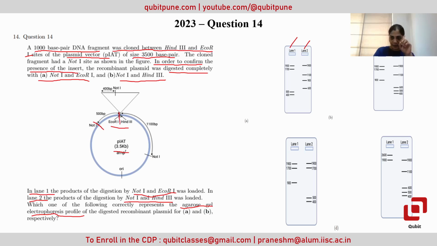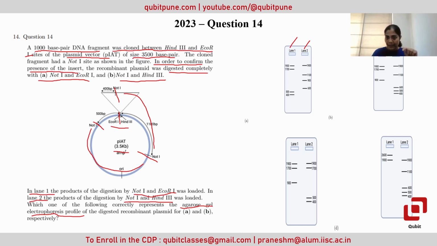NotI's first cut will be here, then EcoRI will be here. So that cut gives fragment number 1. Then NotI is also present over here, so this will be the second fragment. Then NotI is also here, so this together will be the third fragment, and the remaining will be the fourth fragment. So by the first digestion, we will get 4 different fragments.